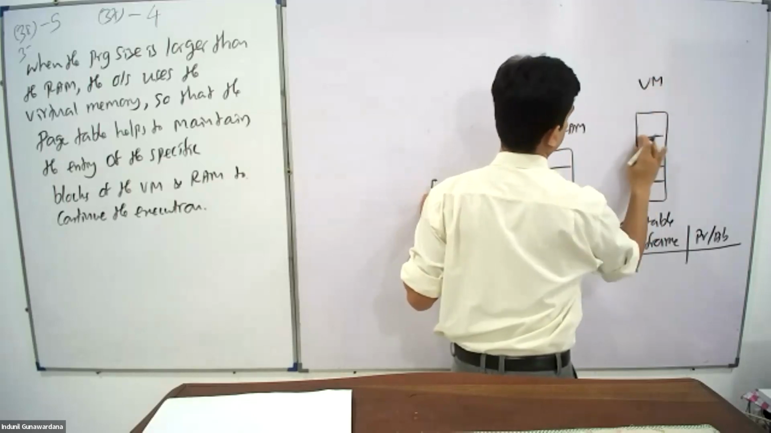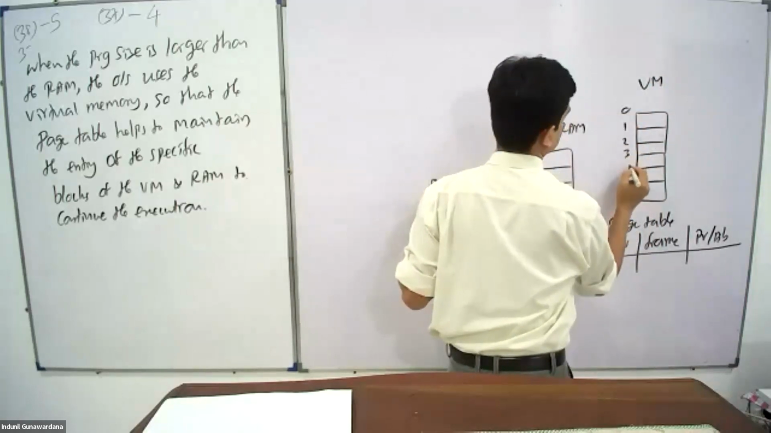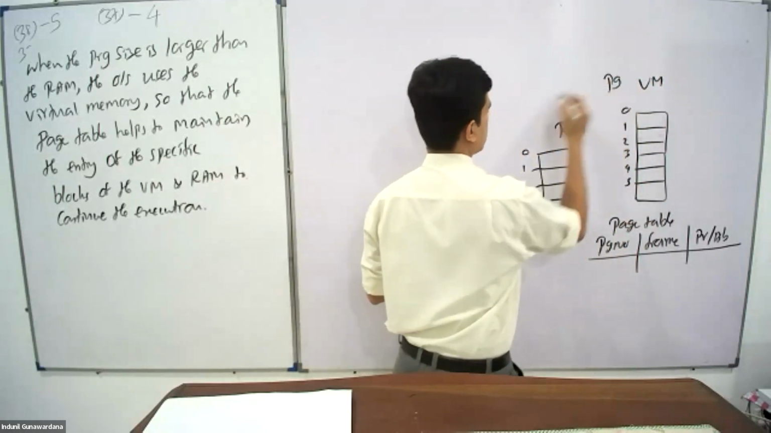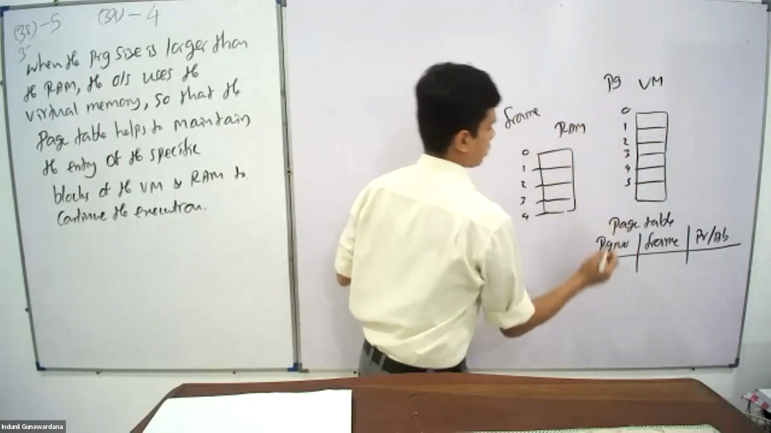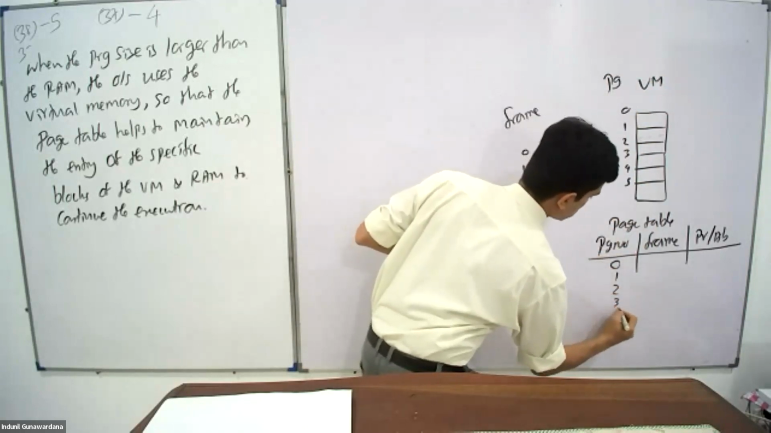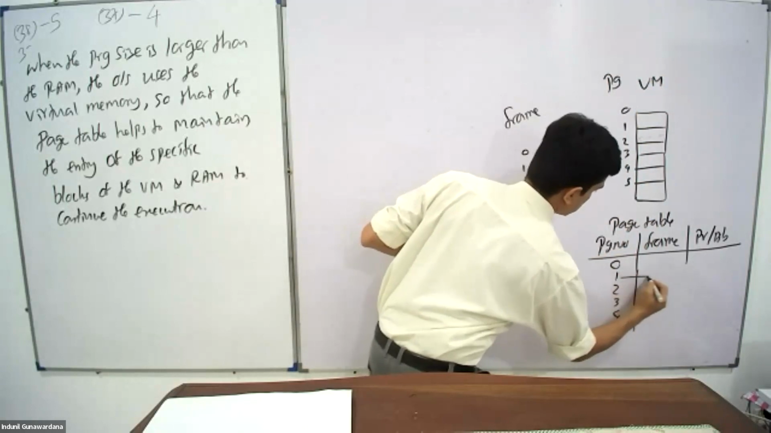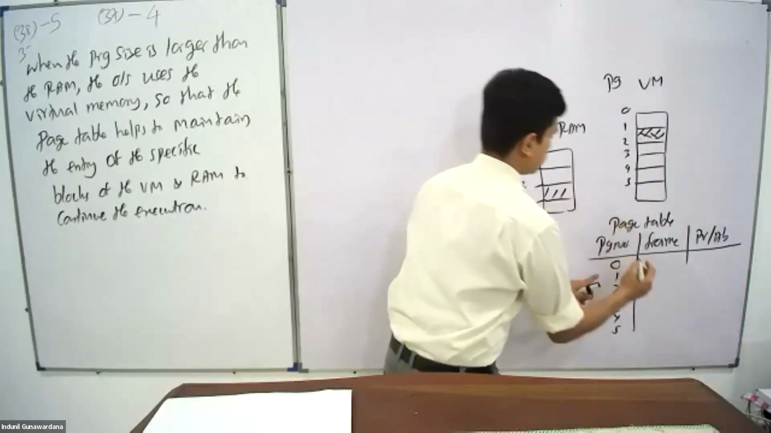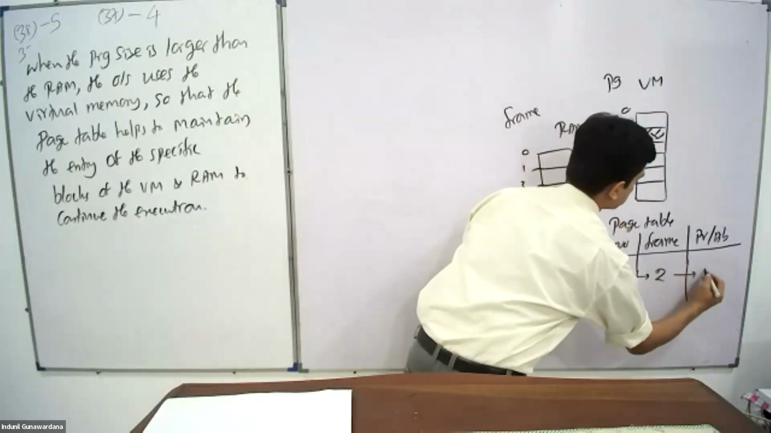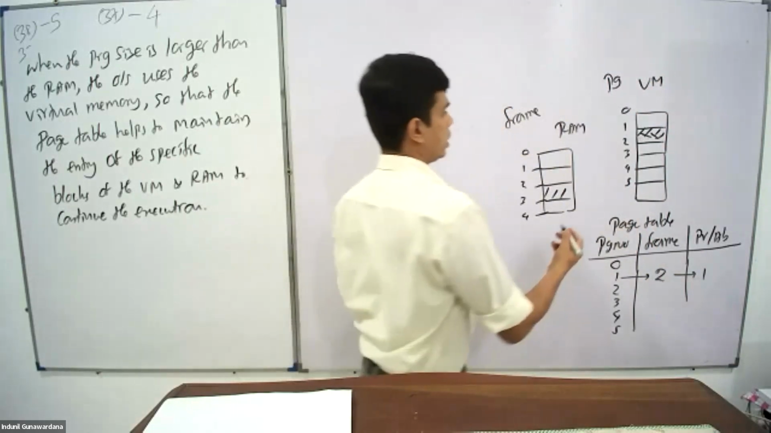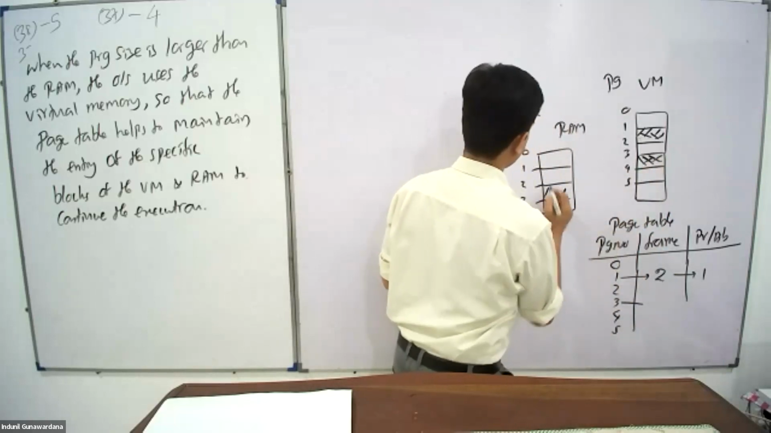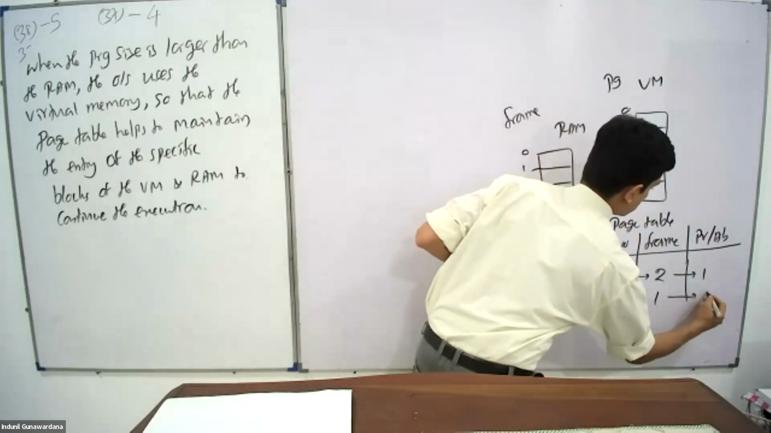This is a virtual memory. 0, 1, 2, 3, 4, 5 likewise. Then these are the page numbers. These are the frame numbers. Then page numbers 0, 1, 2, 3, 4, 5 likewise. It says that page number 1 came from frame number 2 and this is valid. Then page number 3 came from frame number 1. That's valid.